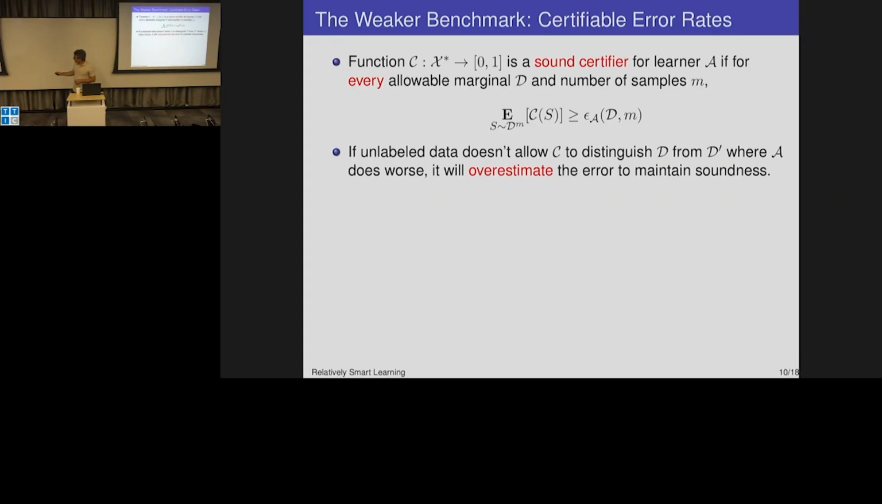So again, this learner may be perfect for D, but C can't distinguish D from D prime and A does poorly on D prime, so the certifier must bump up its estimate, effectively taking the worst case over all distributions that you can't tell apart from your true distribution. Any questions? This is kind of the key definition, so now's the time to reflect on it.